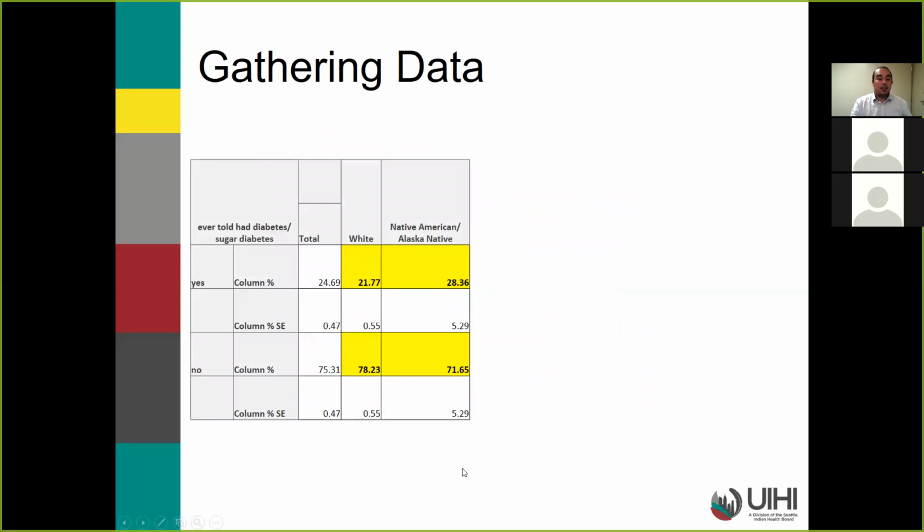So here we have the SAMHSA Health and Drug Use Survey. These are both estimates for diabetes rates, or those who are endorsing diabetes, in Native Americans or AIANs and non-Hispanic whites.